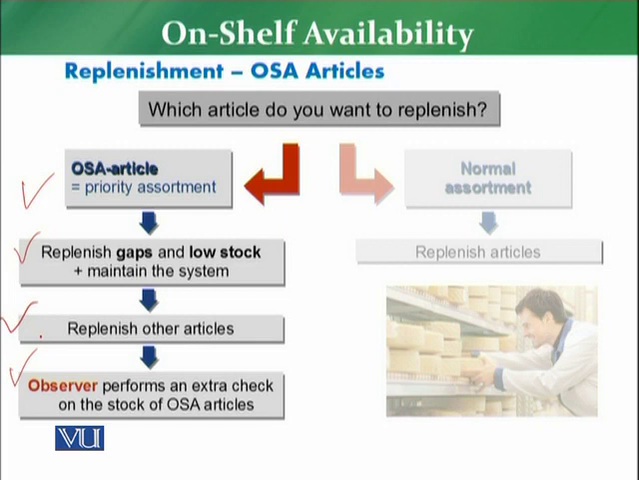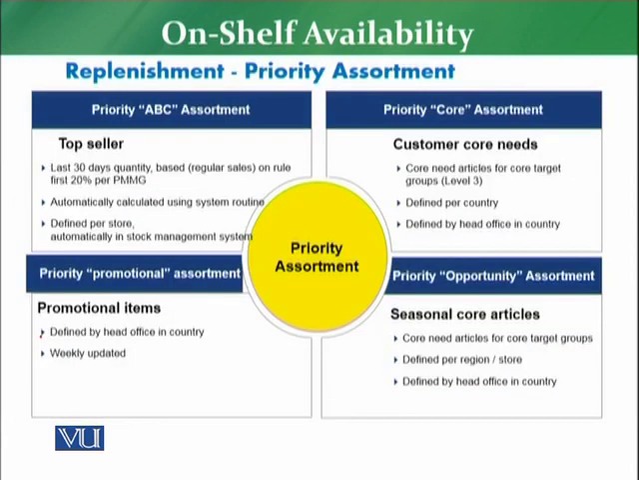The priority assortment is the articles which are in the gap and should be filled immediately. The normal assortment is the one which is normally available on the shelf, with no gap for that article at that time. So, replenishing the priority assortment: it is of 4 types. Priority ABC assortment, priority core assortment, priority promotional assortment and priority opportunity assortment.